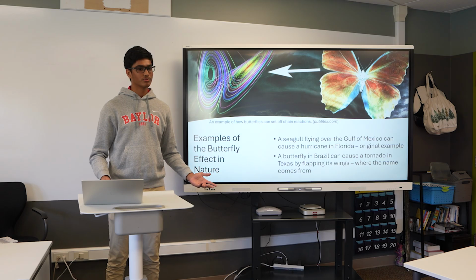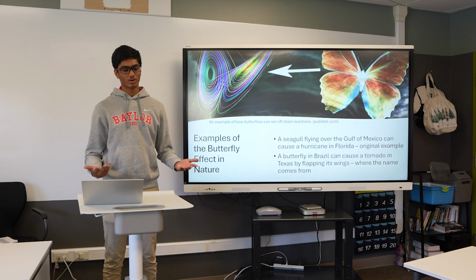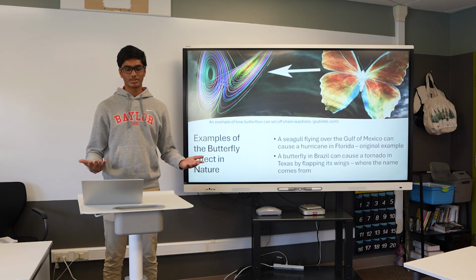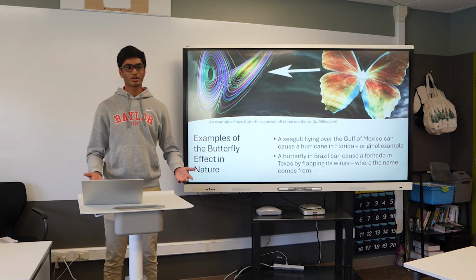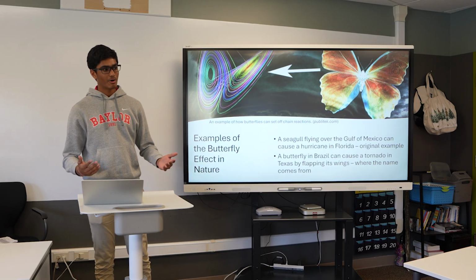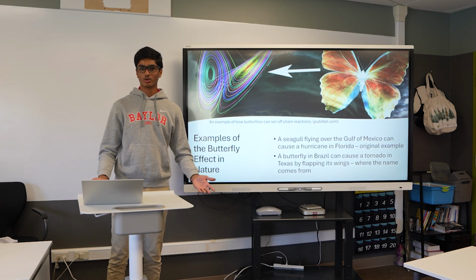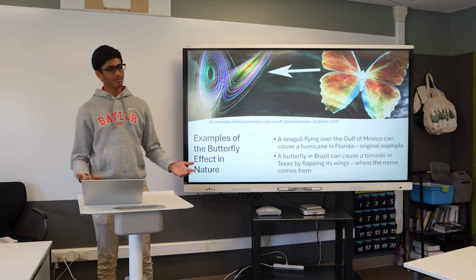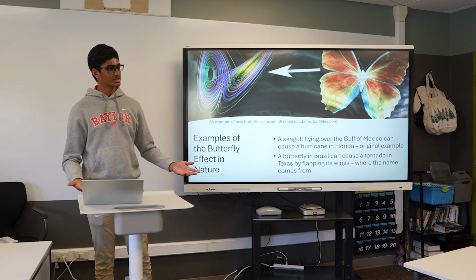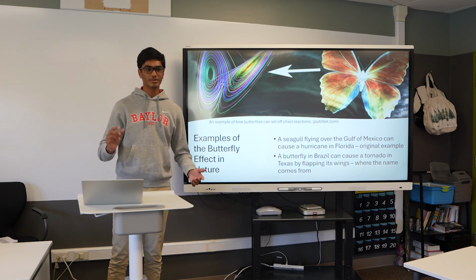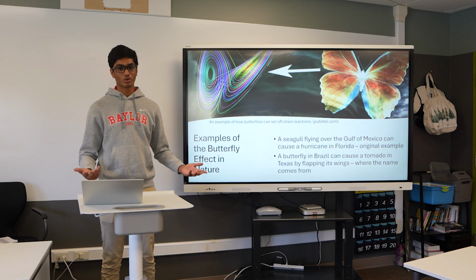So some examples of the butterfly effect in nature are how a seagull flying over the Gulf of Mexico could cause a hurricane in Florida, just because of the way the seagull flaps its wings and moves just that little bit of air, and how that little bit of air could help cause a hurricane. However, the main and most popular example that Edward Lorenz used to share his theory was the idea that a butterfly in Brazil could just, by flapping its wings, cause a tornado in Texas, using the same idea as a seagull. Just that little tiny bit of air that the butterfly moves while flapping its wings could cause an entire tornado.